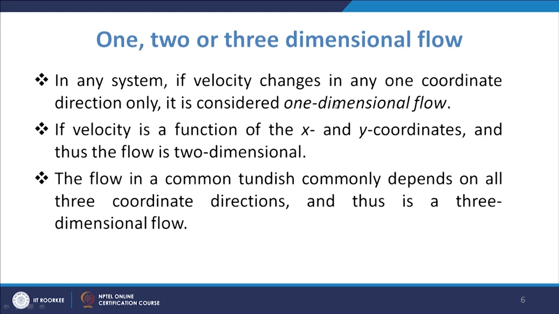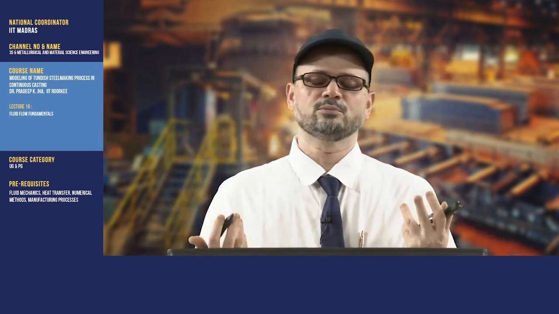Similarly, if the velocity is a function of x and y coordinates both, then the flow is said to be two dimensional. So, if you talk about the boundary layer, in the momentum boundary layer you will see that velocity changes. In the earlier case, the velocity was only changing in the y direction.